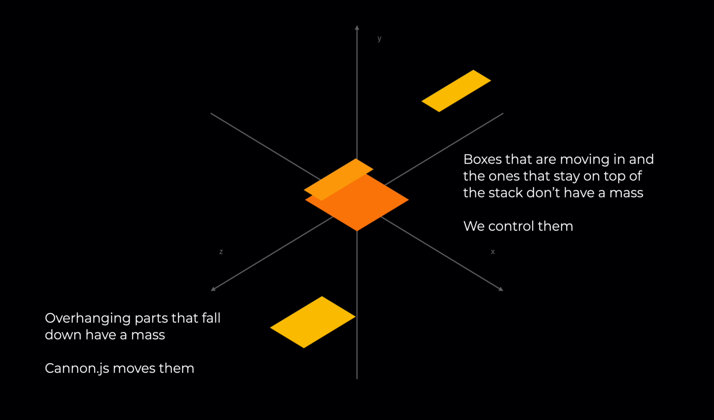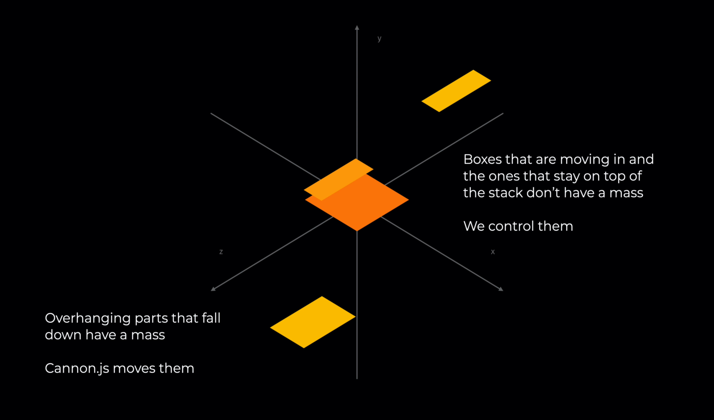We are going to have 2 cases. Boxes that are moving and the ones that stay on top of the stack won't have a mass. Cannon.js won't have any effect on them. They won't move unless we move them explicitly, like the way we did before. We still want to define them in the world of Cannon.js as well, because they will serve as obstacles.